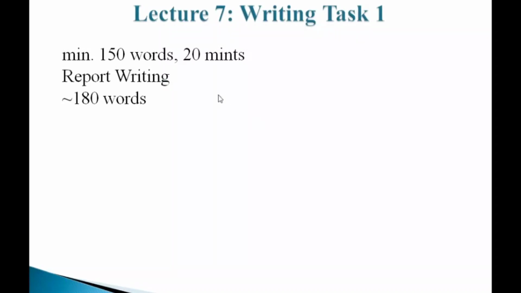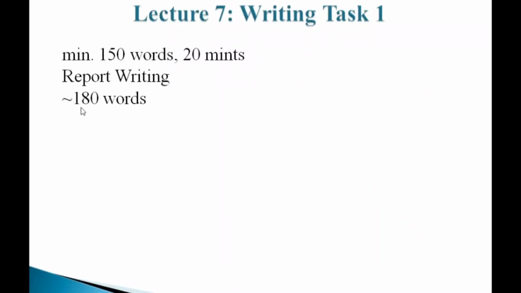You will have to write a report of at least 150 words in 20 minutes. Collectively you will be given 60 minutes for IELTS writing, and you will utilize 20 minutes in Writing Task 1 and the remaining 40 minutes for Writing Task 2. Keep one thing in your mind, that Writing Task 2 has more words than Task 1, but obviously both have some percentage in total marking, so you will need to focus on Writing Task 1 as well.